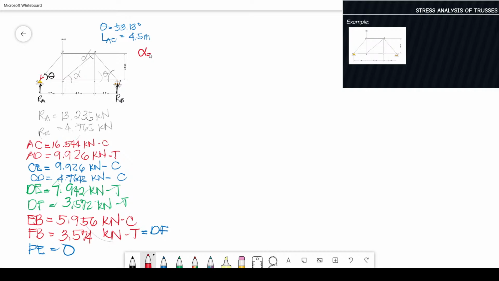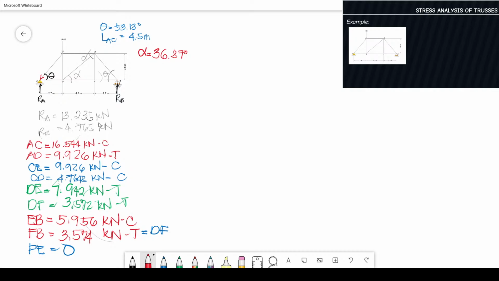Okay, the good thing in the method of sections is that if ever your instructor wants you to find the stresses of members CE, DE, and DF, you no longer need to do the joint method, going through A, then C, then D, right?